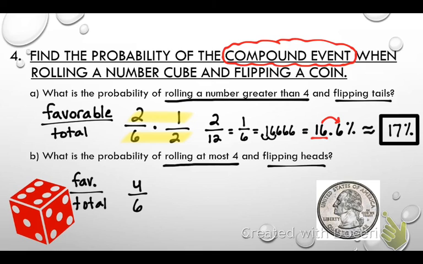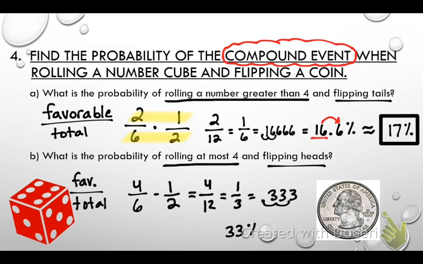I want to flip heads. What's the probability I'm going to flip heads? A 1 out of 2 chance. So you simply multiply across, you get 1/3, which is, okay, it goes on and on and on forever, but I want to round to the nearest whole number, and I get what? 33%.